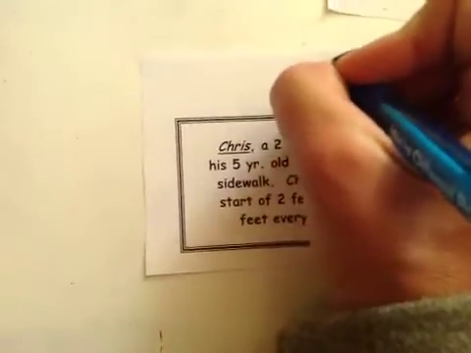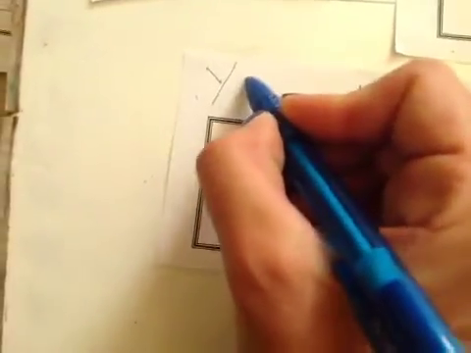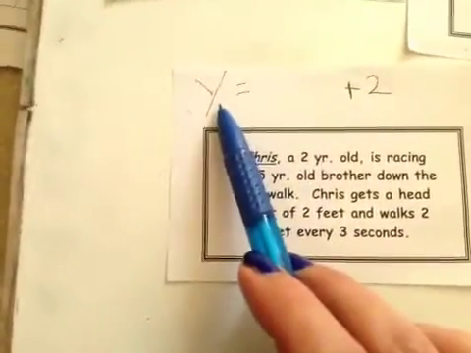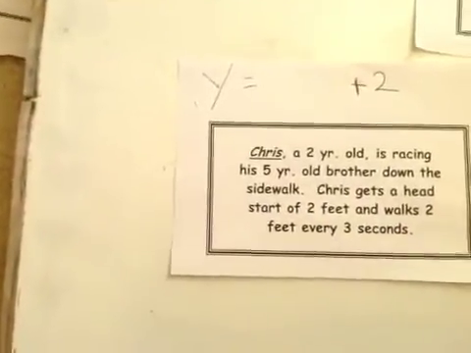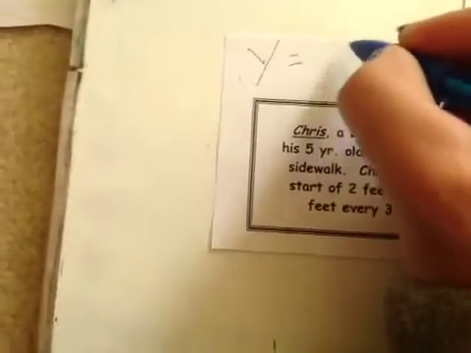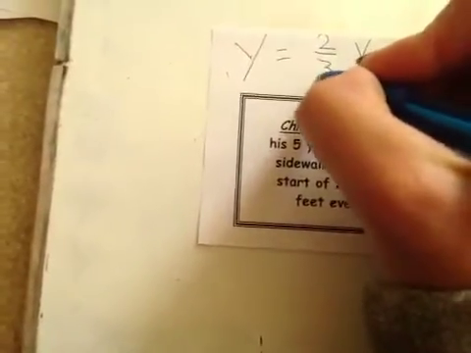But we know that Chris is starting 2 feet ahead of his brother. So he already has a 2-foot advantage. So that's where I'm going to write my plus 2. Now, we want to see their positions based on his rate of change. So our output is going to be their position, where they're going to be after they start the race. And we know that x is how many seconds they are walking. So he walks 2 feet every 3 seconds. So we can see that we come up with the same equation that we did in the beginning.